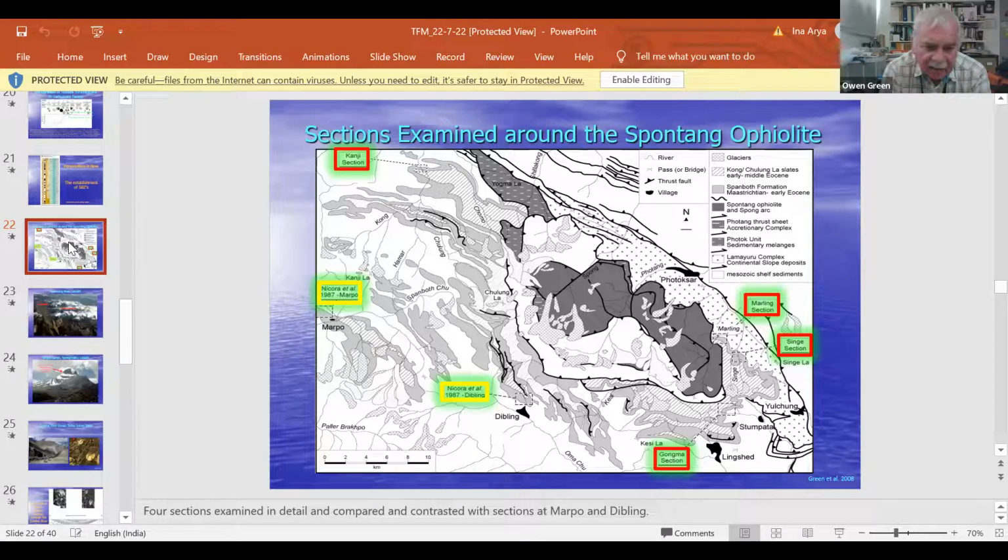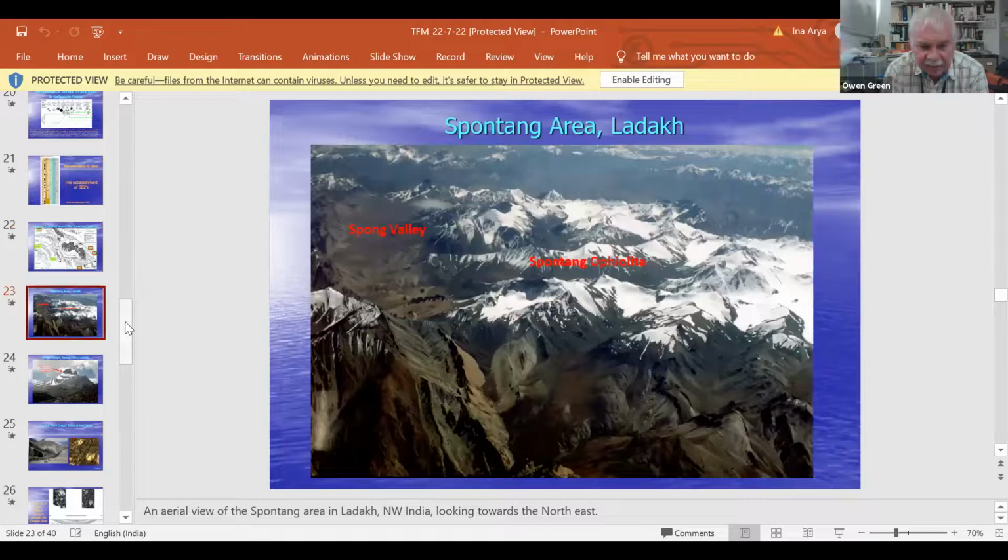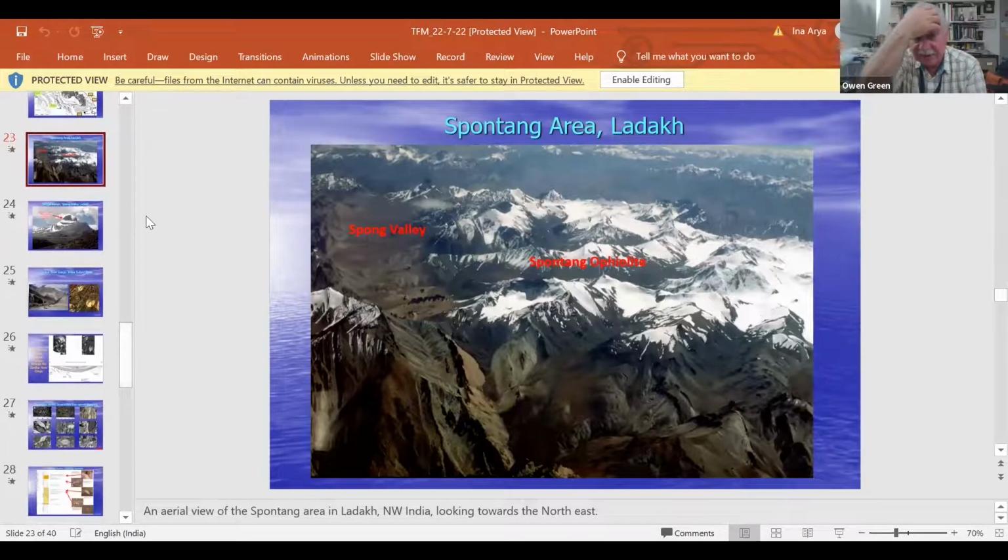Again, you saw a lot of images like this. Yeah, next one, please. You saw a lot of images like this from Mike's talk last week. Spontang ophiolite in the middle there, these huge valleys either side of it, the passes, and then most of this area, or a lot of the larger peaks, are actually capped with tertiary sediments. There's obviously a lot of good sections that you can analyze and look at as well. If we go to the next slide, please.